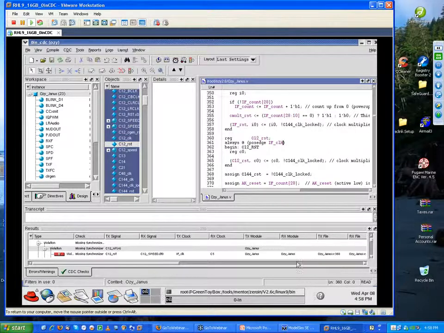Did I lose you? Push the wrong button. Okay. I have lots of mute buttons.